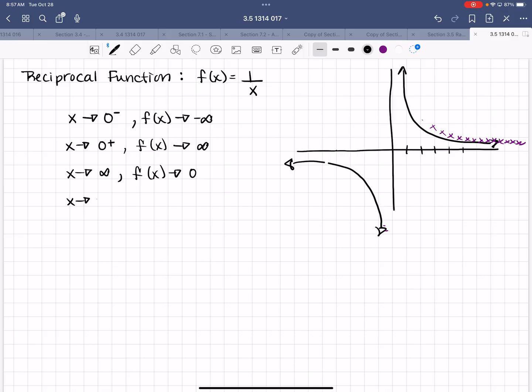Now, as x approaches negative infinity, okay, so he's back over here on the other side. Like this, here he goes. And what's happening? He's getting closer and closer to who again? 0. F of x, not in purple. F of x, once again, approaches 0. Okay, so those are characteristics of 1 over x.